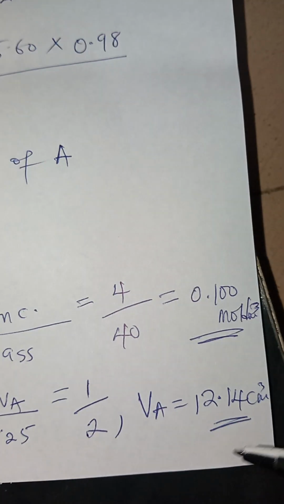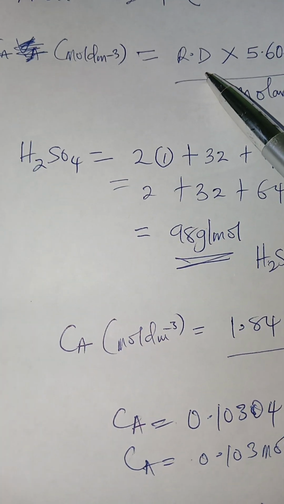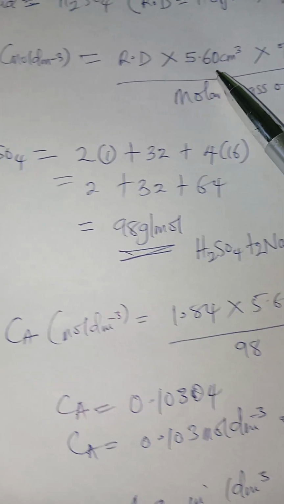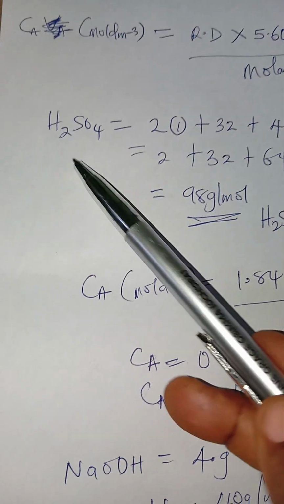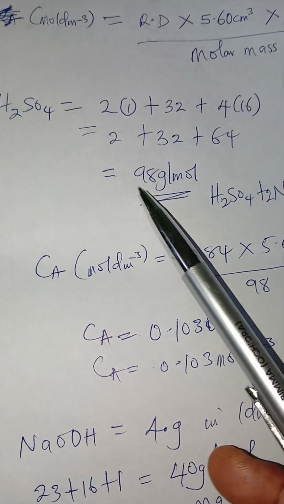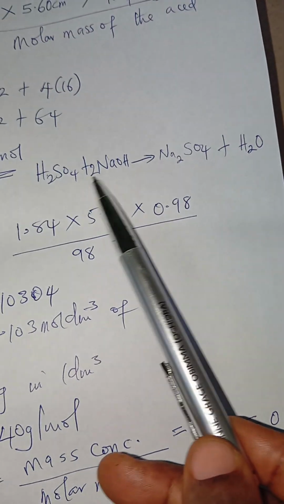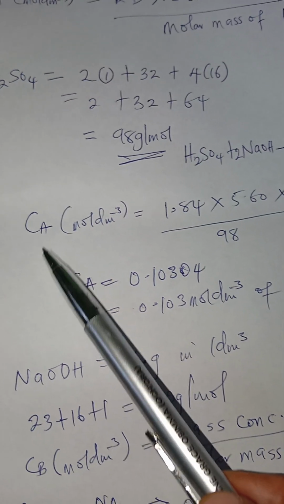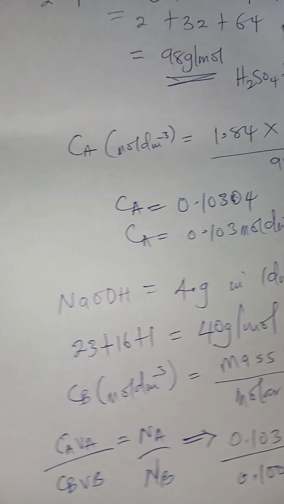12.14 cm cube. Okay, we'll start afresh. To get the concentration of the acid, multiply relative density by the volume provided, divided by 1000 cm cube, multiply by percentage purity over molar mass of the acid. You take the molar mass of the acid, you get 98, and this is the equation of reaction. You can see 2 moles of the base, 1 mole of the acid. When you do your substitution, we arrive at Ca being this value, the molarity of the acid.